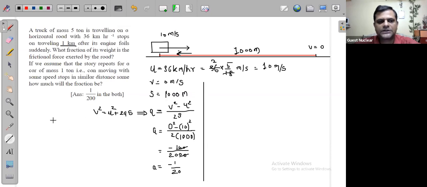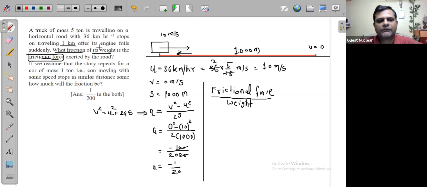Read the last line of the question once again. What does it say? What fraction of its weight is the frictional force exerted by the rod? Now we need to understand the meaning of these words. What fraction of its weight is the frictional force? That means we want to find out the ratio of the frictional force to the weight of the body. Whenever we are asked what fraction of weight is the frictional force, that means we want to find out the ratio of this frictional force to the weight of the body.